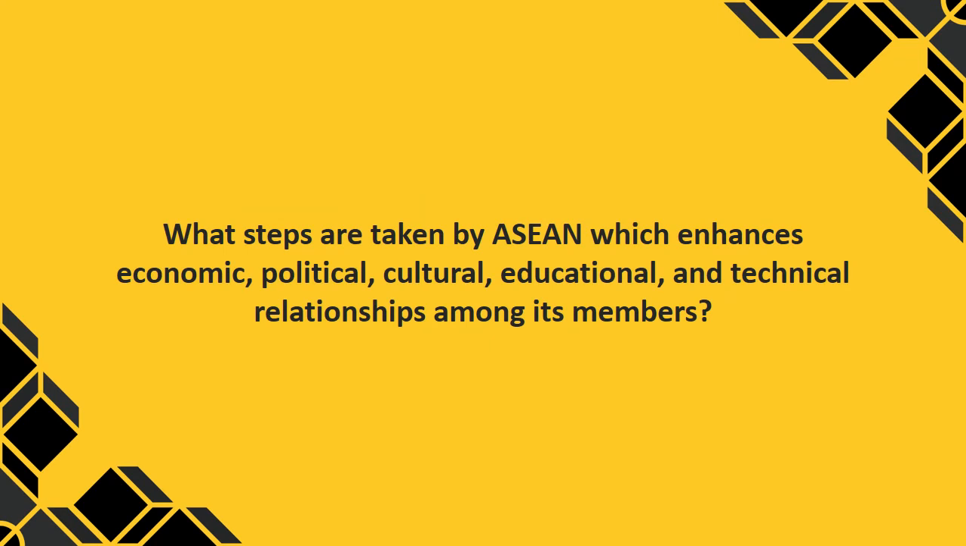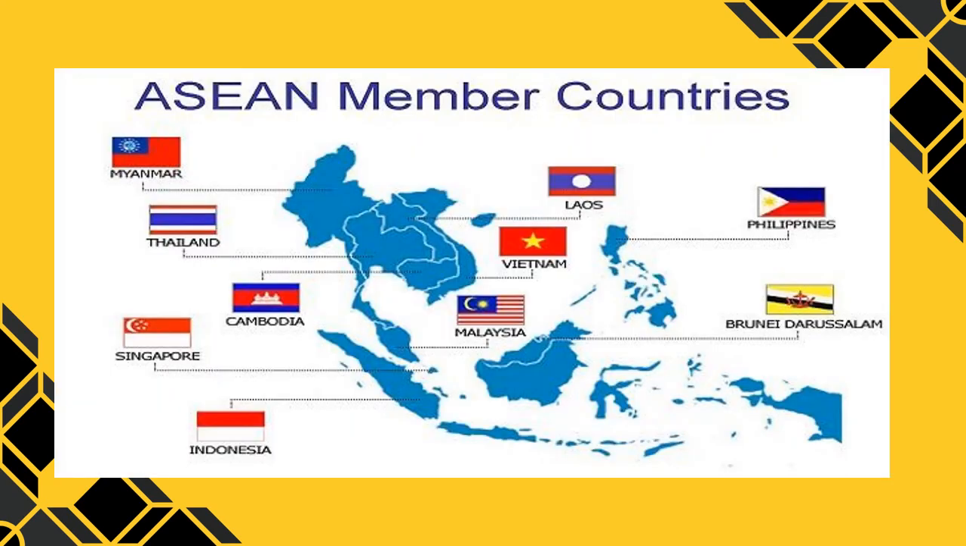Now, what do these IGOs do to the member countries? Let's take an instance, the ASEAN. So how does ASEAN enhance economic, political, cultural, educational, and technical relations among its members? And more importantly, do they always intervene in its member countries? Well, the members of ASEAN are Myanmar, Thailand, Cambodia, Singapore, Indonesia, Laos, Vietnam, Malaysia, Philippines, and Brunei Darussalam.